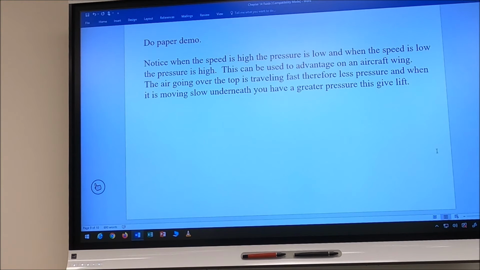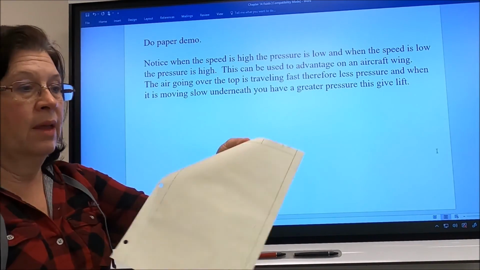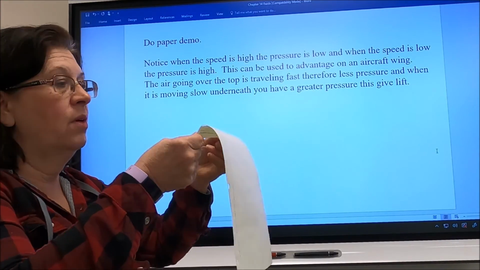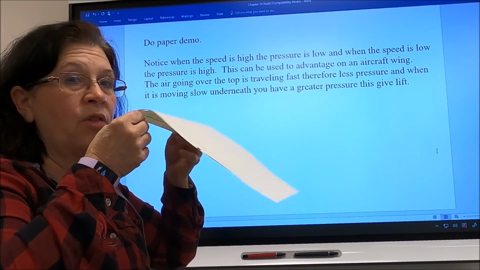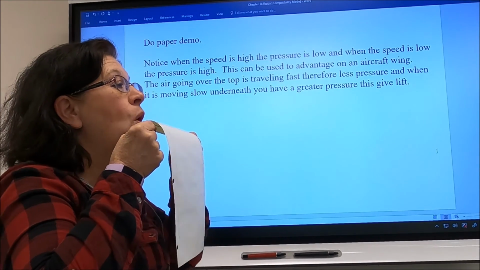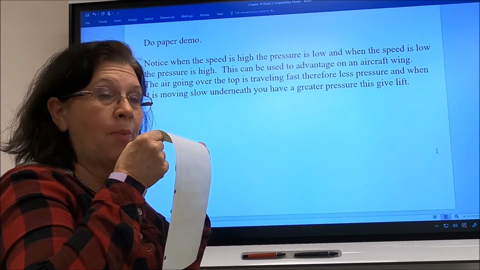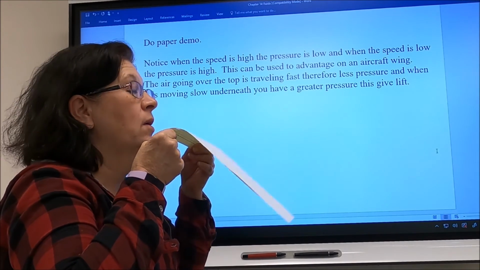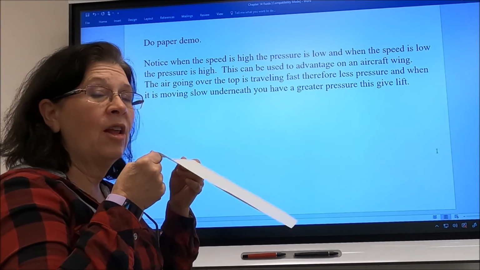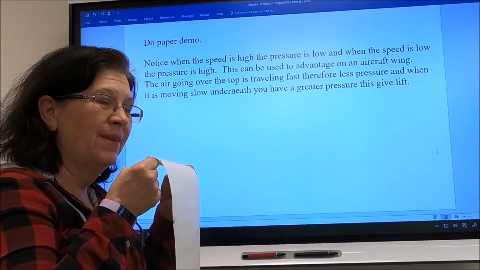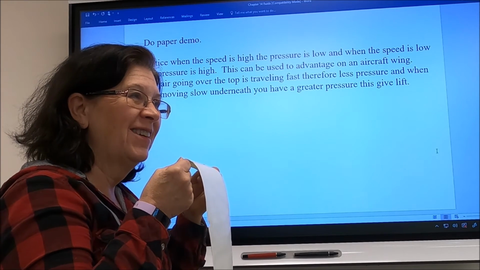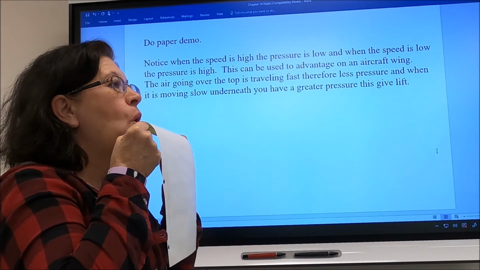All right. Now let's take a piece of paper. Let me see if I can get this demo to work so that you can see it here. Okay, now the piece of paper is hanging down. Notice when I blow over the top, the paper lifts. That's because the air moving over the top, because it's moving faster, has a lower pressure.